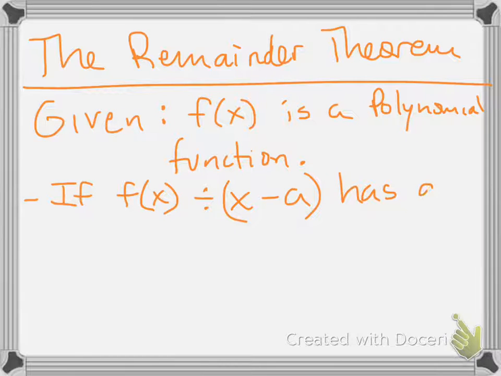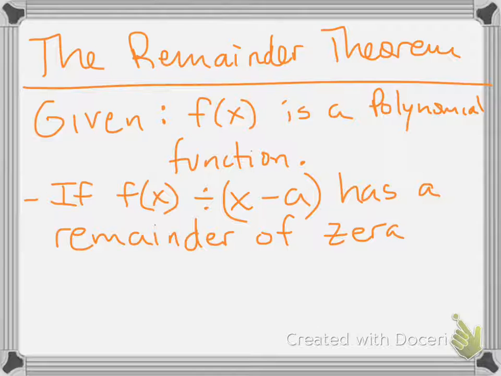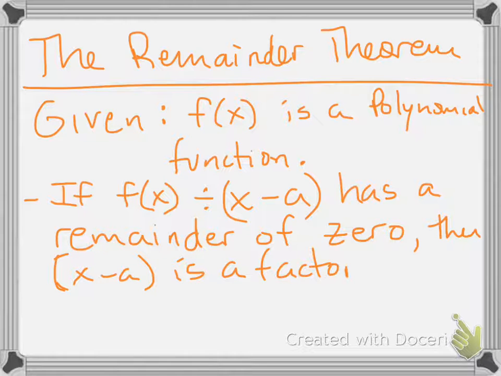Has a remainder of 0. If when you divide f of x by x minus a, you get a remainder of 0. Not zero. 0. Then we know 2 things. At least 2 things. The first of all, we know that x minus a is a factor of f of x. If it has a remainder of 0, then x minus a is a factor of f of x.